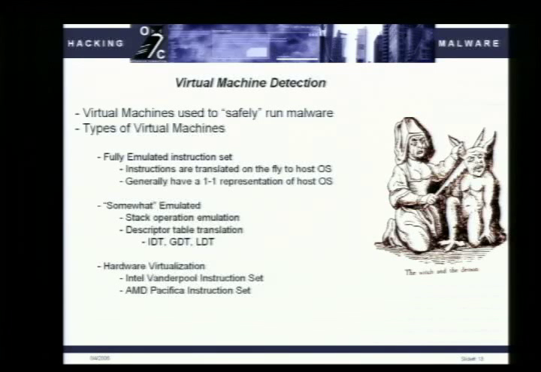The next advance in virtual machines was a somewhat emulated, and this is VMware's acceleration mode. So this is where some of the critical instructions are emulated by VMware, but otherwise the entire operation of it is carried off on the raw hardware. The next set is hardware virtualization. Joanna Rutkowska gave a great talk about ideas about how malware could use that. And this is the Intel Vanderpool instruction set and AMD Pacifica instruction set. And what these do is they actually have chip support inside of the CPU to handle the virtualization functions.